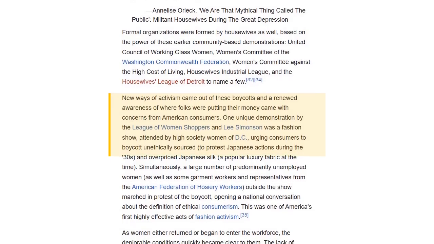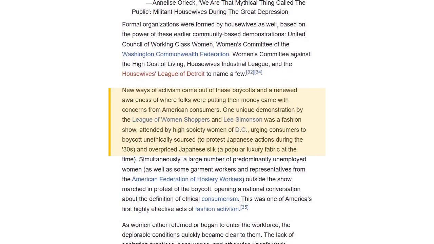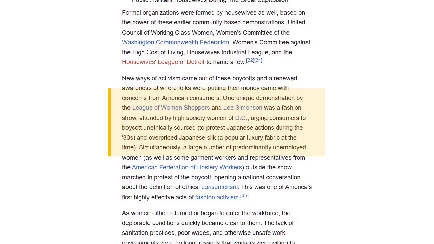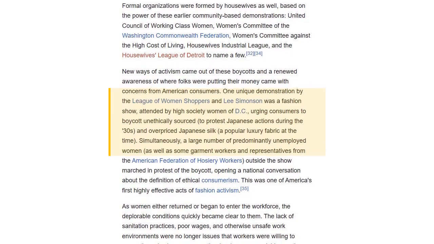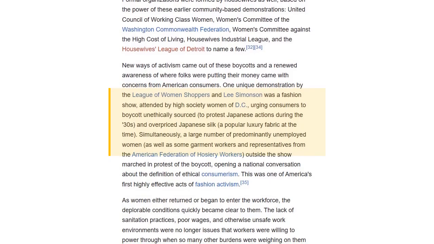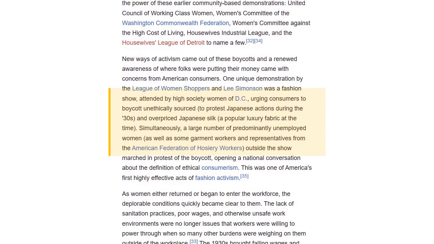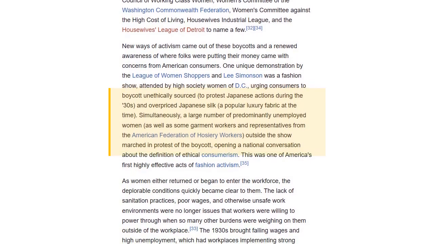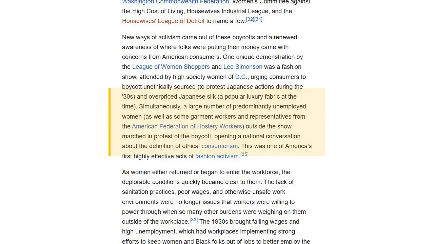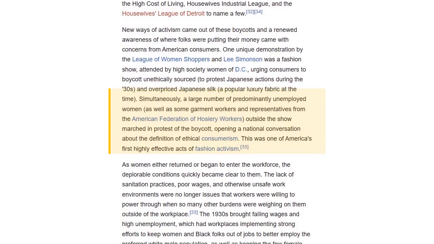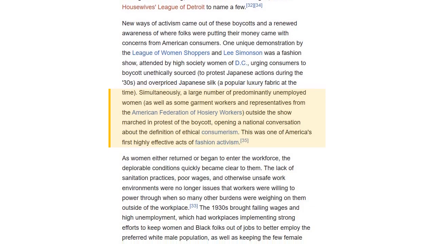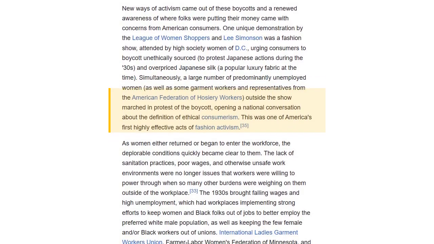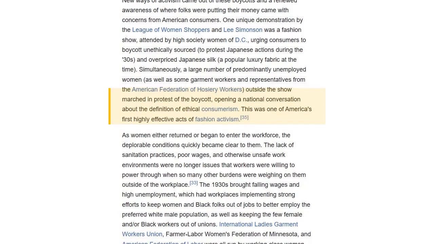One unique demonstration by the League of Women Shoppers and Lee Simonson was a fashion show attended by high society women of DC, urging consumers to boycott unethically sourced and overpriced Japanese silk, to protest Japanese actions during the 30s, a popular luxury fabric at the time. Simultaneously, a large number of predominantly unemployed women, as well as some garment workers and representatives from the American Federation of Hosiery Workers outside the show, marched in protest of the boycott, opening a national conversation about the definition of ethical consumerism. This was one of America's first highly effective acts of fashion activism.